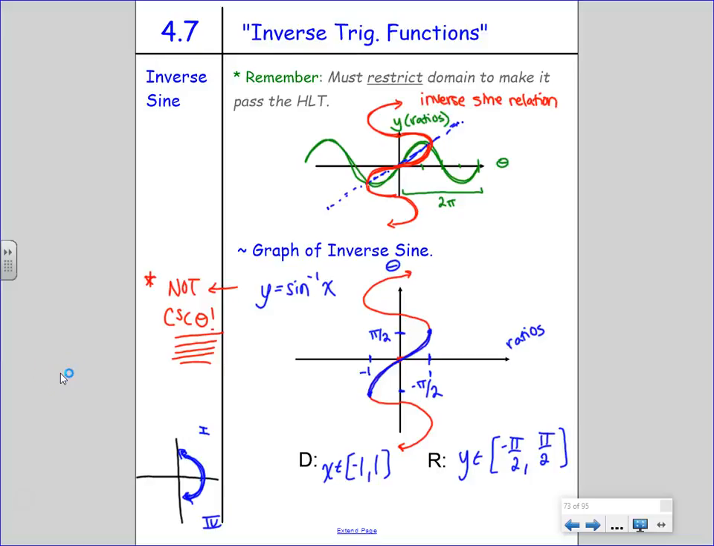How many degrees in a half circle? 180. How many radians in a half circle? Pi. And then from there we went to what, section 4.2? Unit circle.